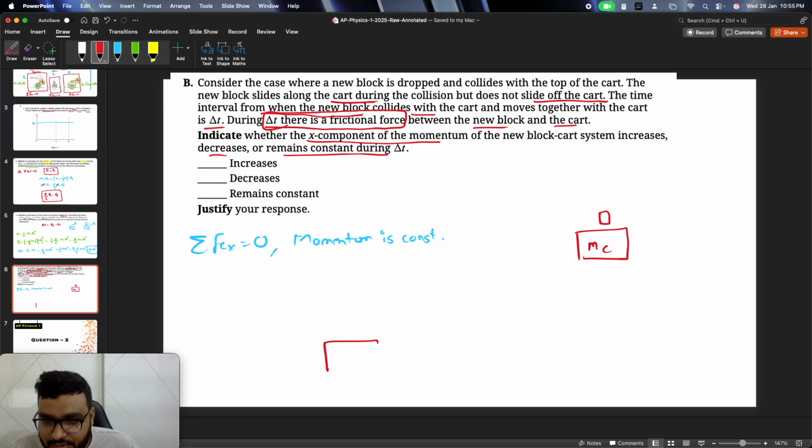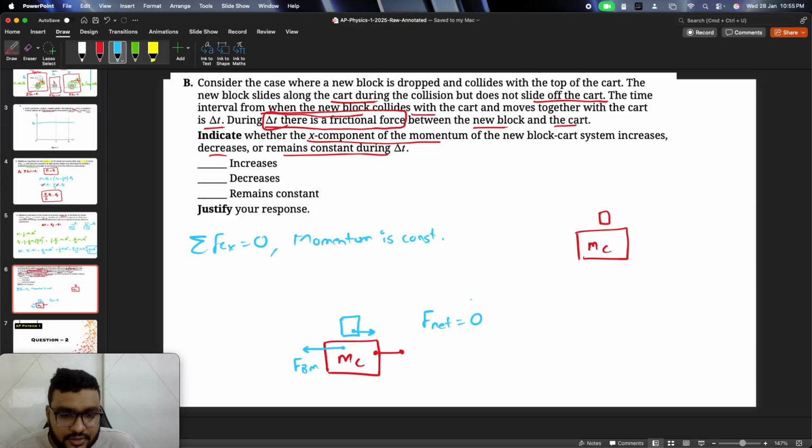I have a mass moving in this direction, and another mass, another block, on top of it. If this block applies friction on M, it will put a friction force in this direction, F block due to M, and M will put a friction force in the opposite direction. Hence the net friction force will again be zero because of Newton's third law.